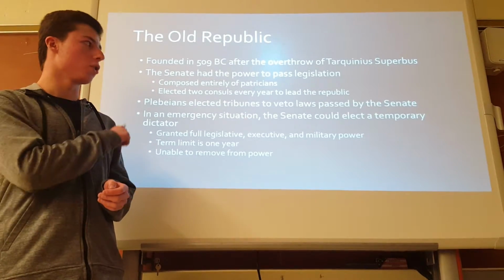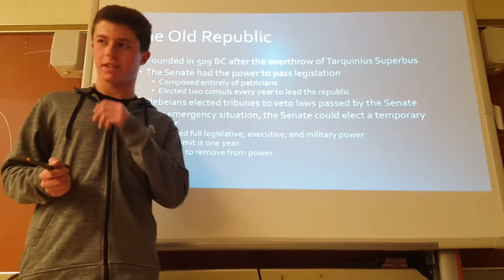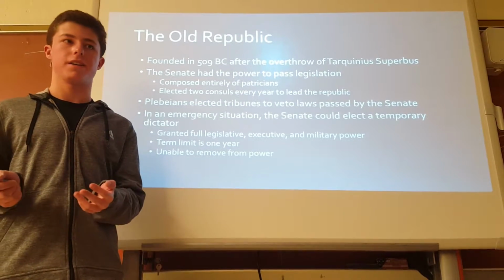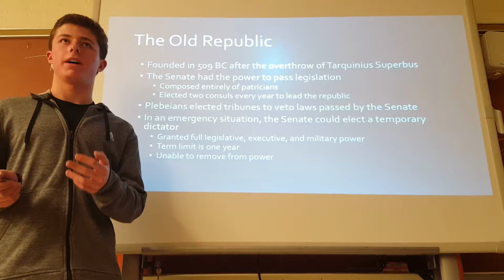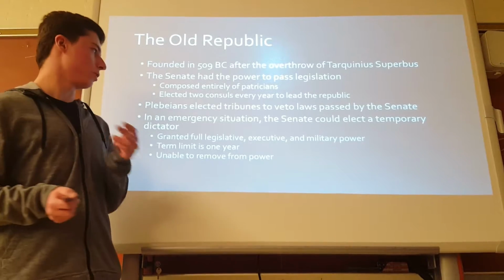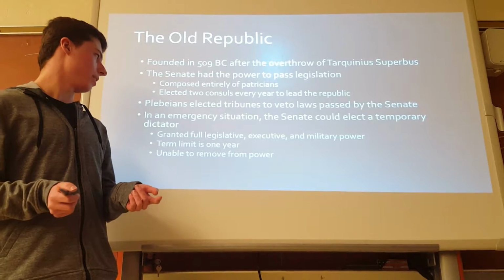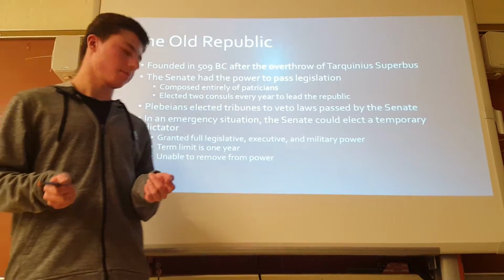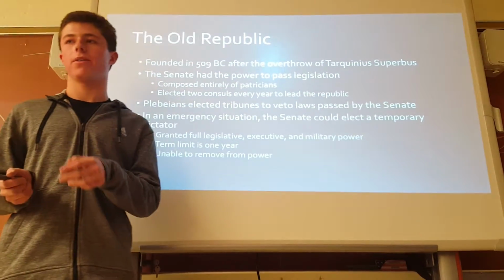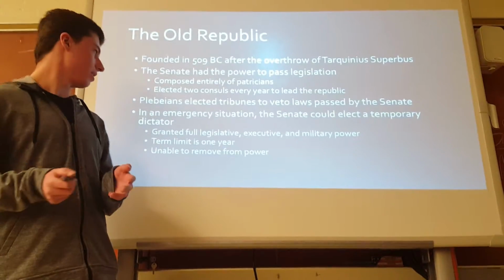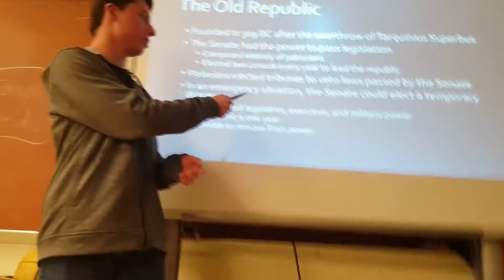And the lower class plebeians were really upset that they had no say in this government, so they did revolt early on, and the Senate eventually compromised by establishing the office of tribune, and only plebeians could be elected to the tribunate. And the tribune had the power to veto laws passed by the Senate and also to advise the Senate.